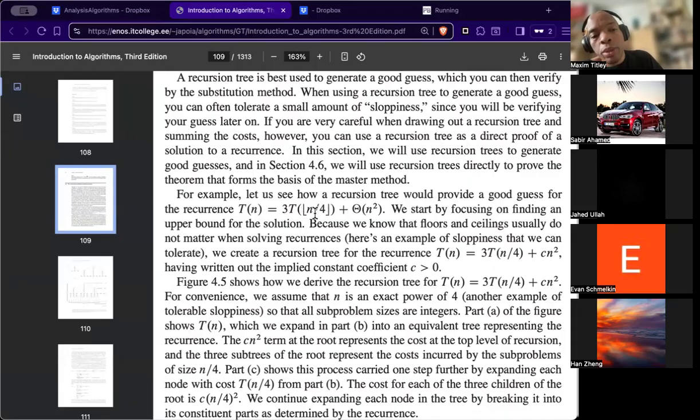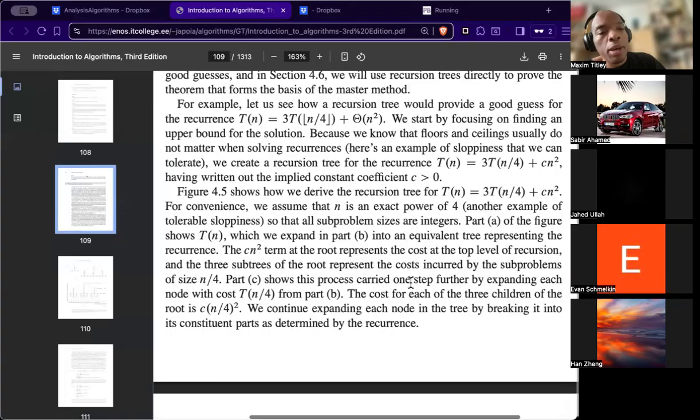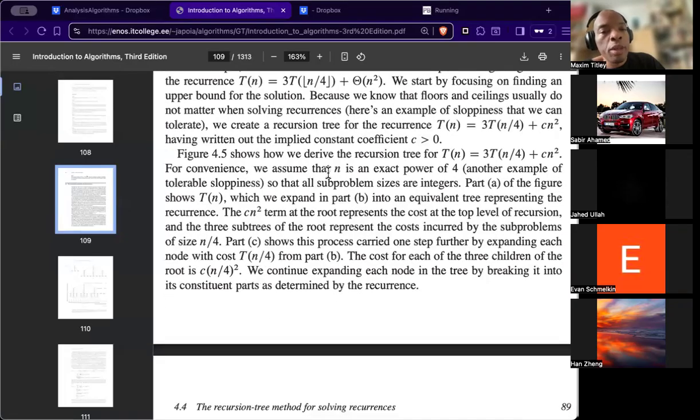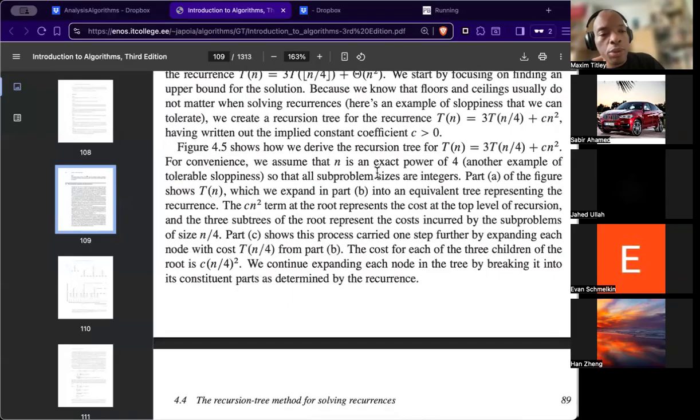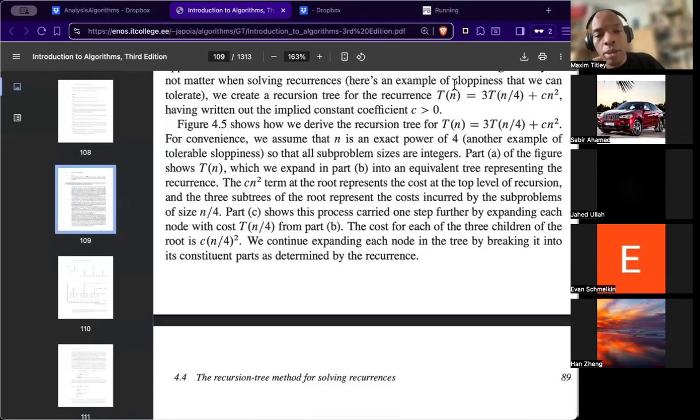The reason we're saying floor is because we want to get a good integer out of it, plus theta of n squared. Remember that this would be like an f of n type of thing, the base work for a function without the recursion. We start by focusing on finding an upper bound for the solution. Because we know that the floors and the ceilings usually do not matter when solving recurrences, this would be an example of the sloppiness that they refer to. We could create a recursion tree. All right, so T of n equals 3T n over 4 plus cn squared.